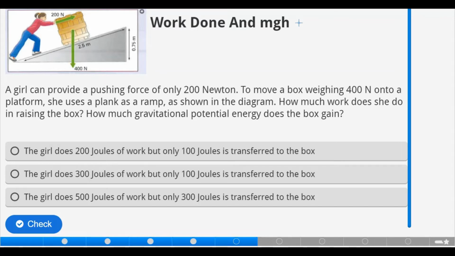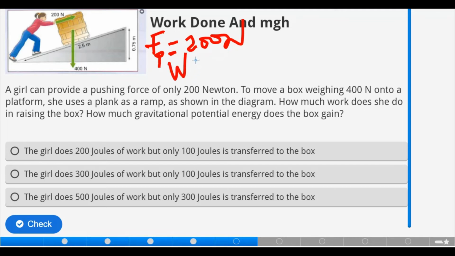She uses a plank as a ramp, as shown in the diagram. How much work does she do in raising the box? How much gravitational potential energy does the box gain? So this is what will happen. The force that is used for push, that is, we can call it F subscript P, is 200 Newton.